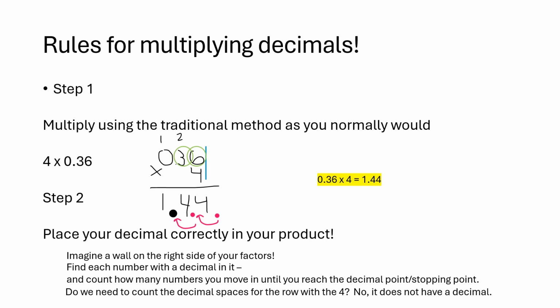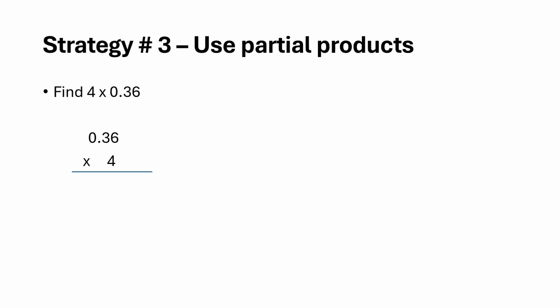And the last strategy to understand is using partial products. For partial products, we multiply by using place values. So the first partial product is found by multiplying 4 times 6 hundredths, and that would be 24 hundredths. Next we'll multiply 4 and 3 tenths, and that will give us 1 and 2 tenths. Notice that I am lining up my decimals correctly in order to add our partial products when we are finished.